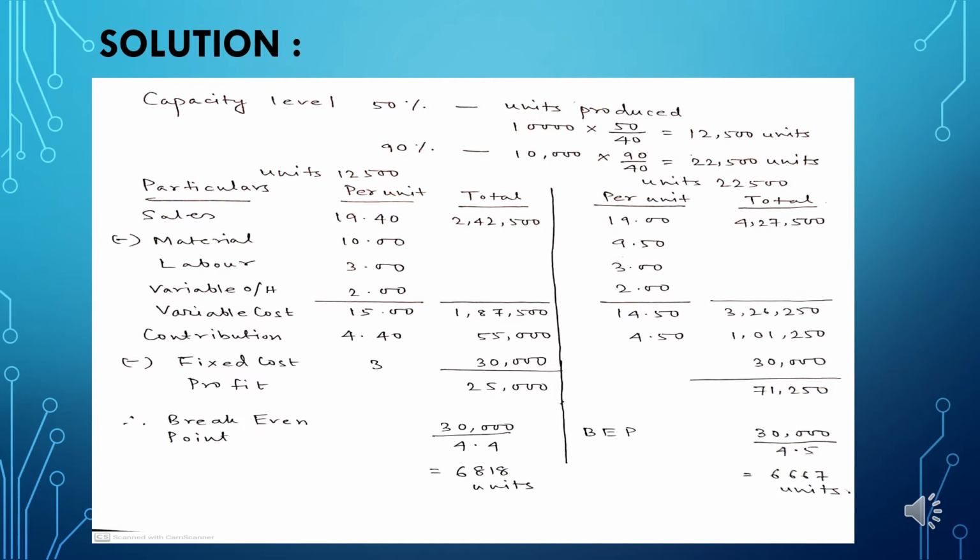Simultaneously, if we move to the 90% capacity, the units have been transferred into 22,500. Now, if the organization were to increase its capacity to 90%, the selling price would fall by 5% with a similar fall in the price of material.